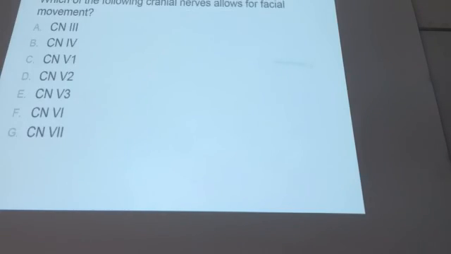Which of the cranial nerves... 7. Okay, and you guys should be able to look at the brainstem and identify where it goes through. Cranial nerve 7, the internal auditory meatus. And what else goes through the internal auditory meatus?